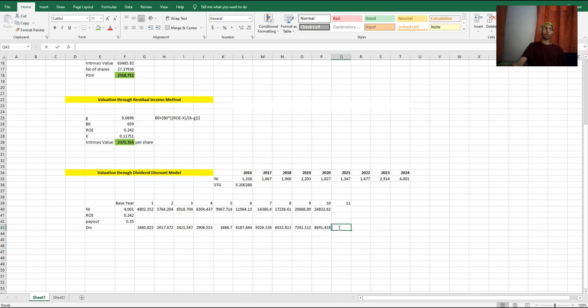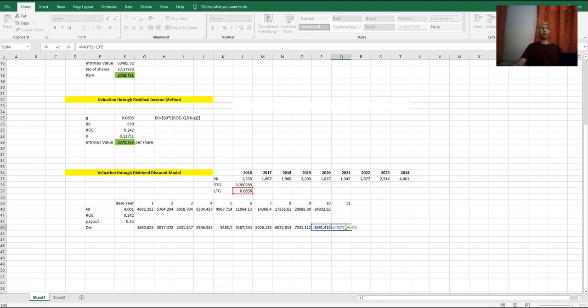So the 11th year dividend will be this plus the perpetual rate. The perpetual rate we already have ascertained, 1 plus 0.0696. So let us write it separately somewhere. LTG is equal to 0.0696. Right? We use it here. 8691.418 multiplied by 1 plus this long-term growth rate. This is our 11th year dividend.